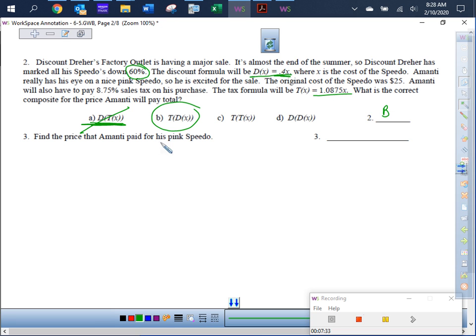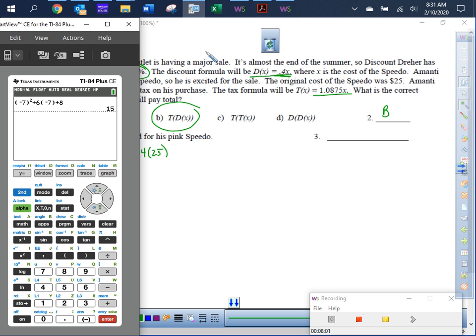So let's find the price that Amante paid for the Speedo. First, what do we got to do, the discount or the tax? So let's do the discount of 25. Where did I get the 25 from? That's how much the Speedo was originally. So 0.4 times 25, because you're paying 40% of it.